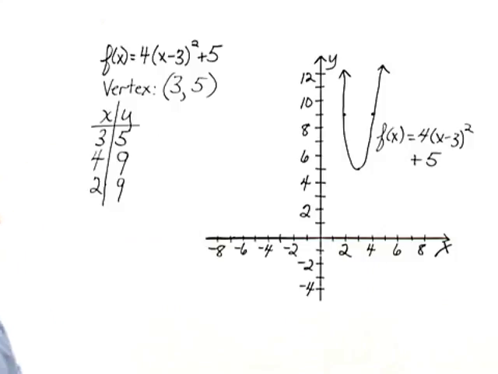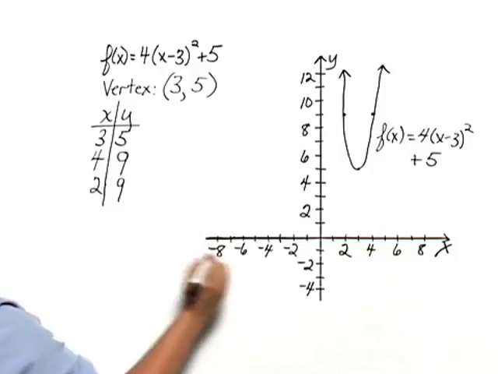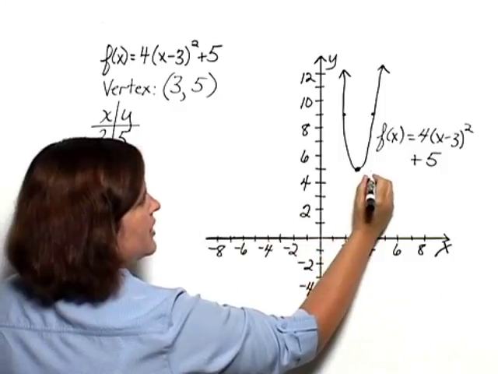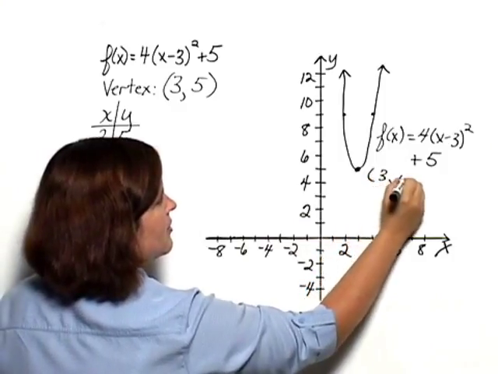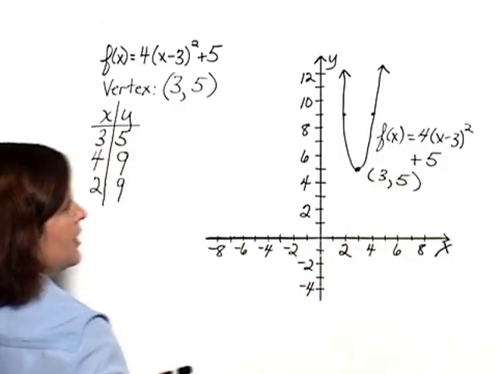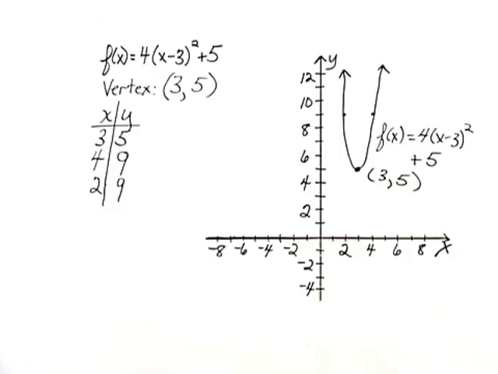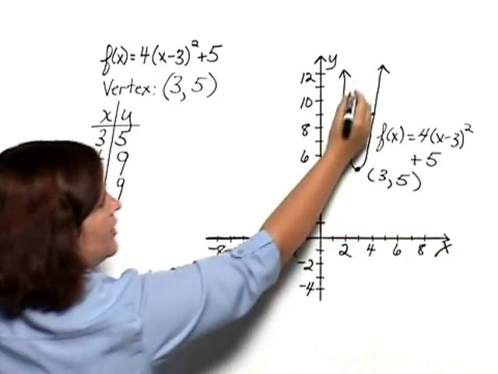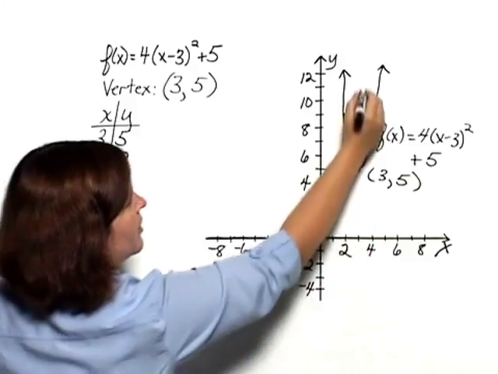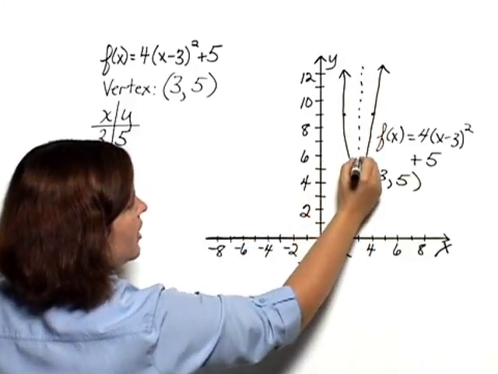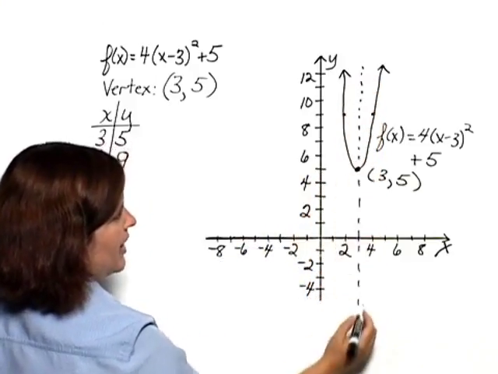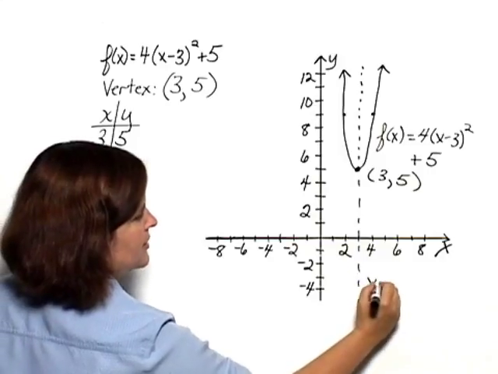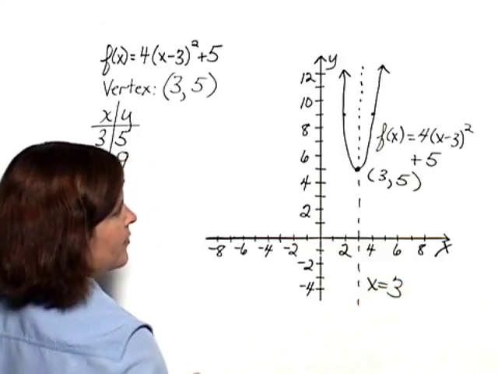Part B, we're asked to label the vertex. Well, we know what that is, (3, 5), so we just label it. And in part C, we're asked to draw the axis of symmetry, which is the line that goes right through the middle of the graph. And we can just draw that as a dashed line. And we can label that. That would be the line x equals 3.